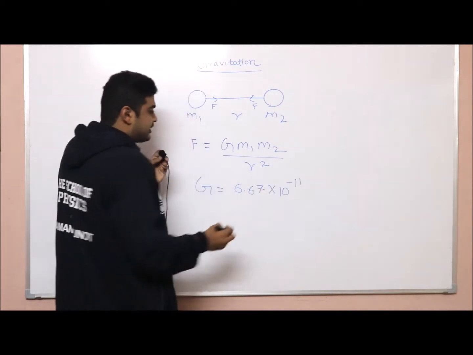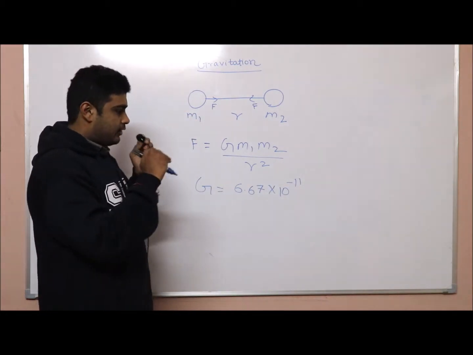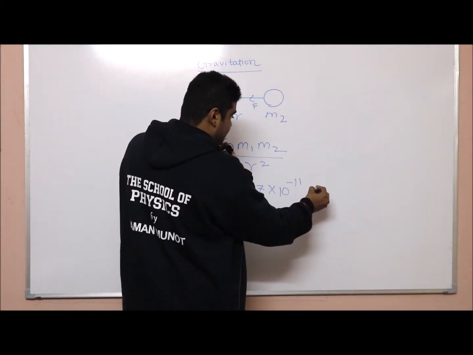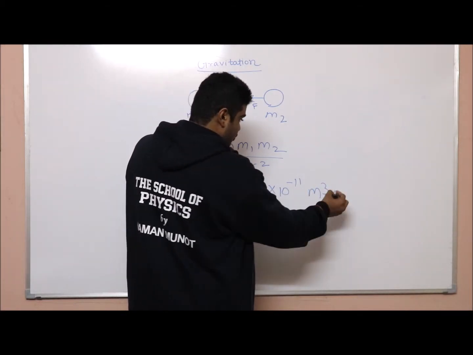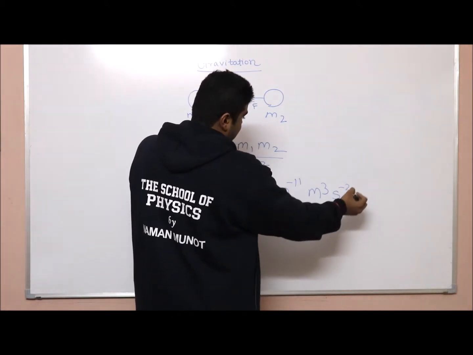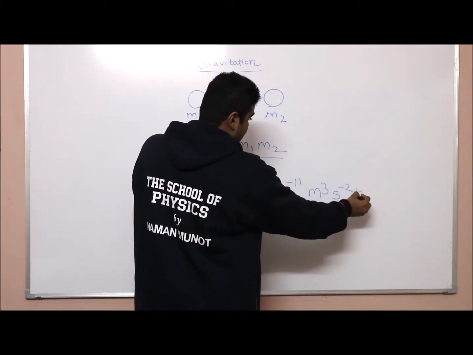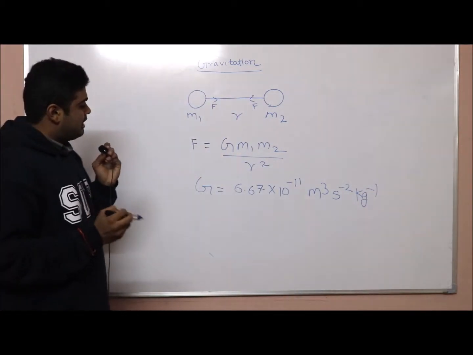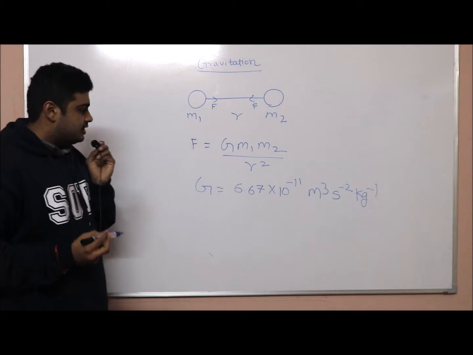A lot of people forget its units, so I have arranged the numbers in a descending order. So its units is meter cube second to the power minus 2 and kg to the power minus 1. So this is the value of gravitation constant G.